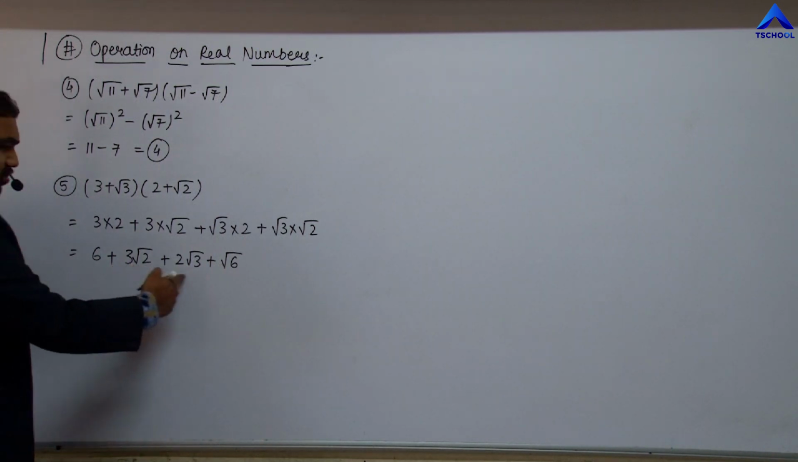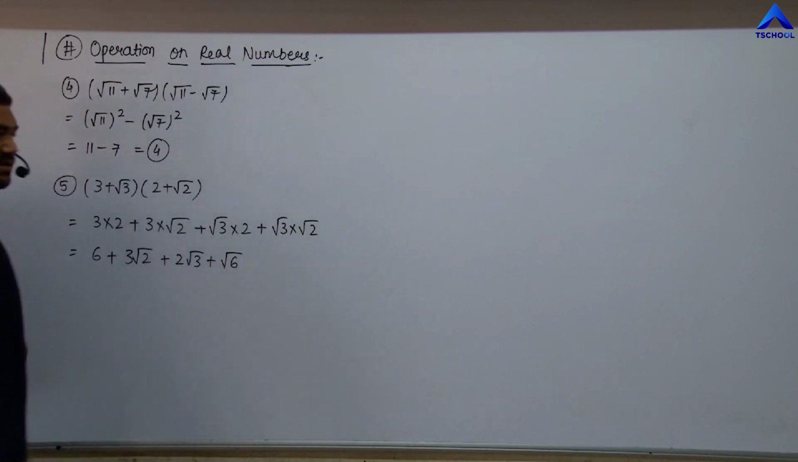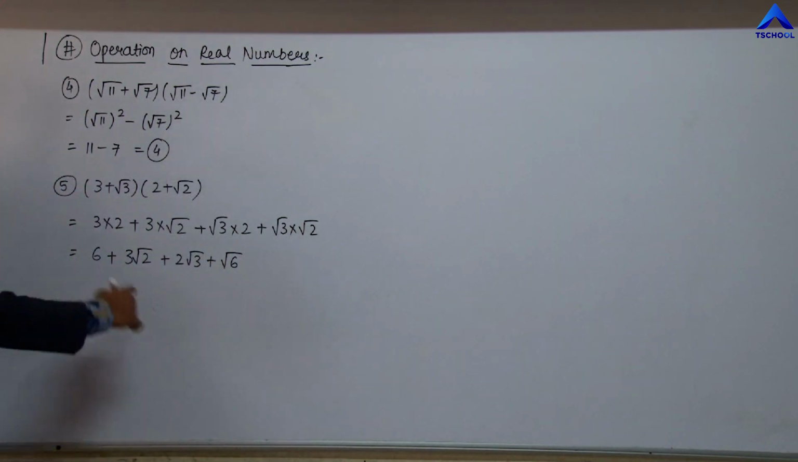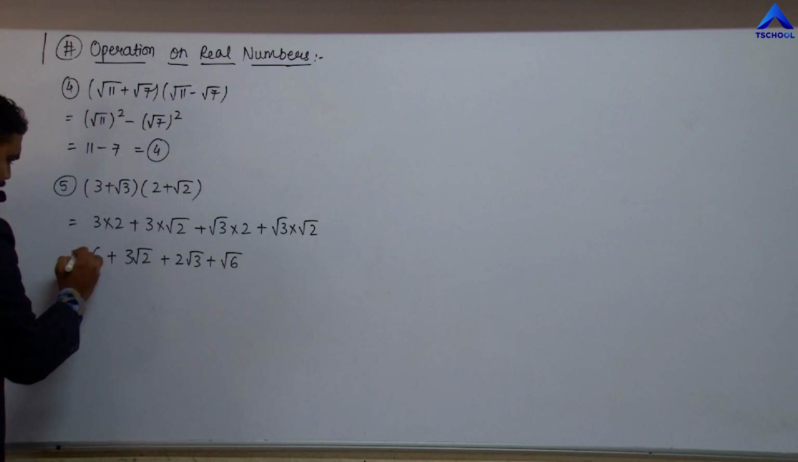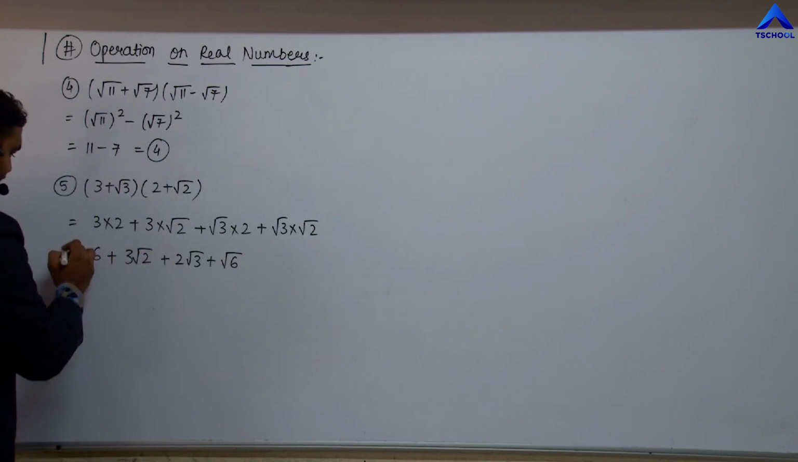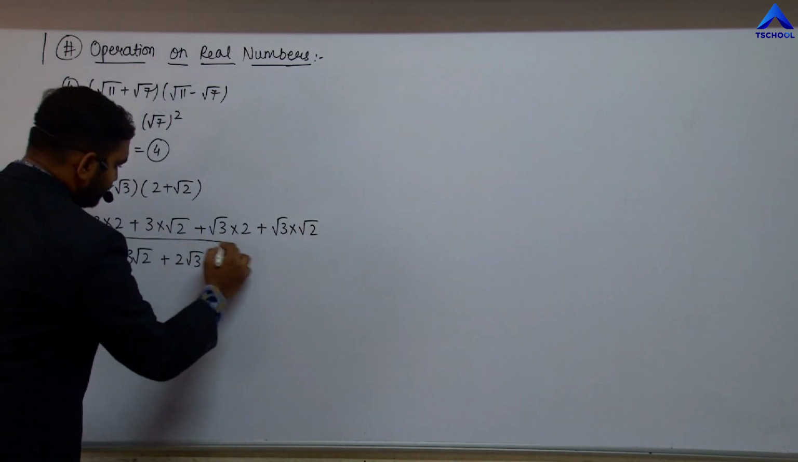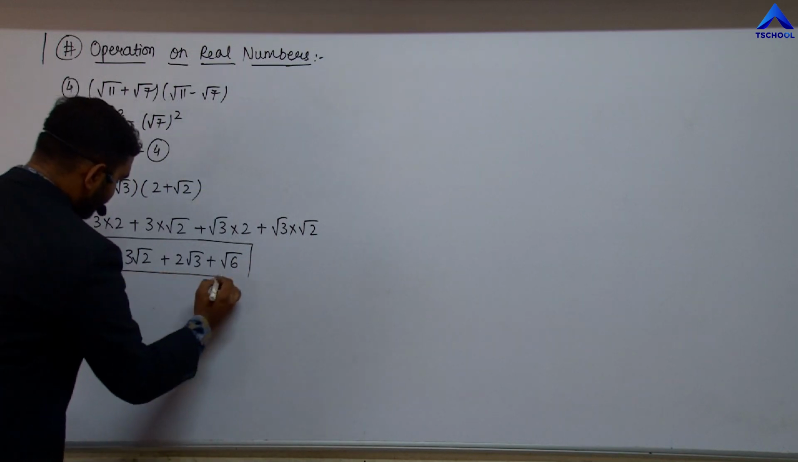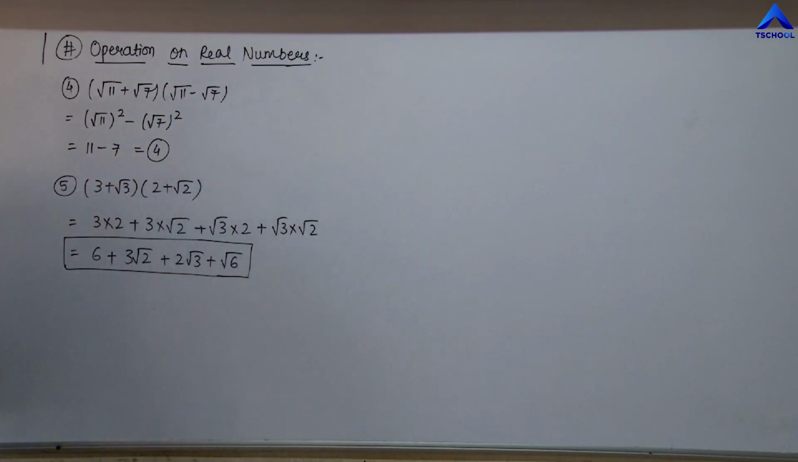That means here it is root 2, here it is root 3, and here it is root 6. So you cannot simply add them. Neither can you add this 6 to the given terms. So this must be the answer to your question, right? That is 6 plus 3 root 2 plus 2 root 3 plus root 6.